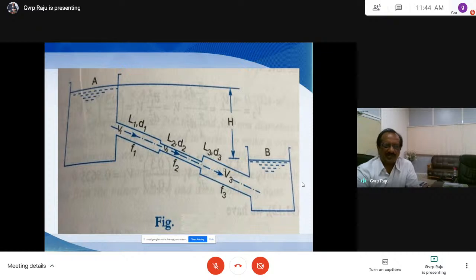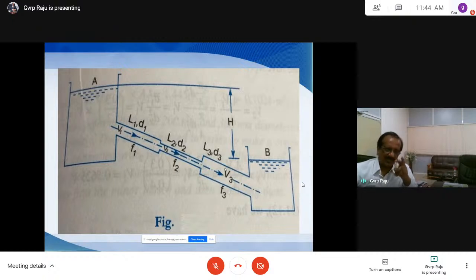What is the relation between Q1, Q2 and Q3? The velocities are not equal, the diameters are not equal, but the quantity of water flowing through the pipe is the same, even though the pipes are of different diameters and lengths. That is the continuity equation: A1 V1 is equal to A2 V2 is equal to A3 V3. That is one equation. Then the second equation, an important equation.